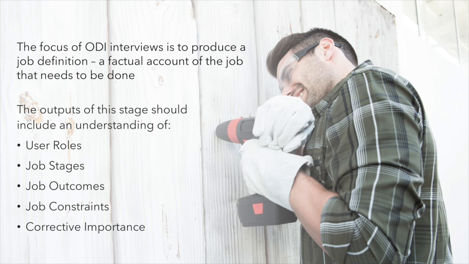The outcome of this stage is an article that qualifies the job and its attributes, such as the role users, the job stages, the outcomes, the constraints, and also a measure of which of the corrective solutions deliver the best outcome and are of most importance to stakeholders. Now you don't need to adopt these methods to use Canvas to build applications, but we do recommend it.